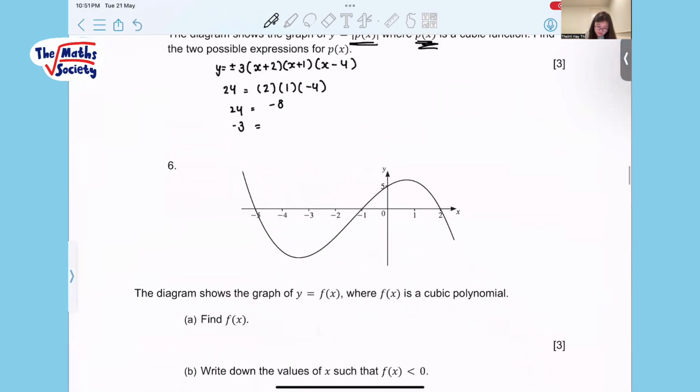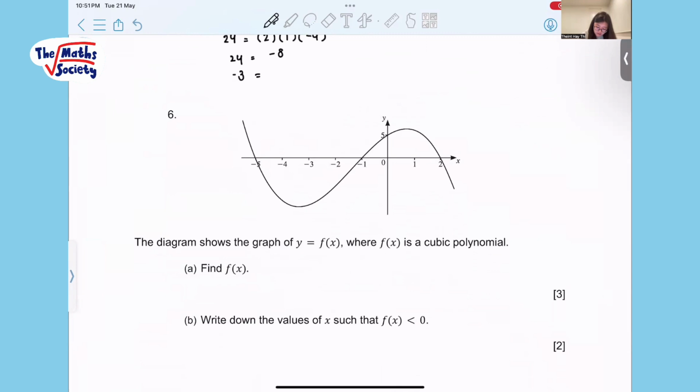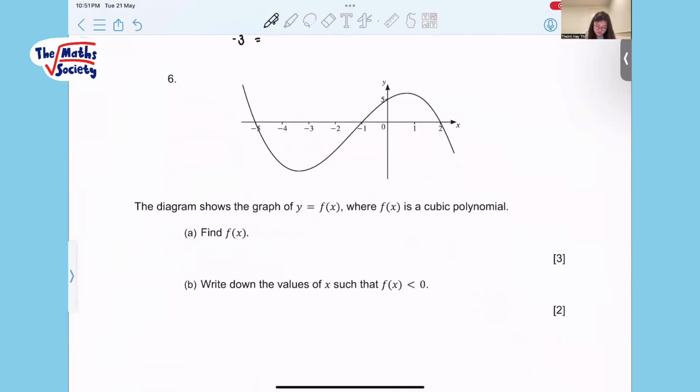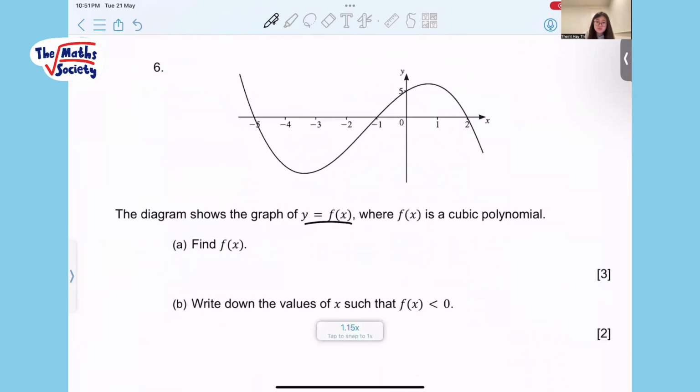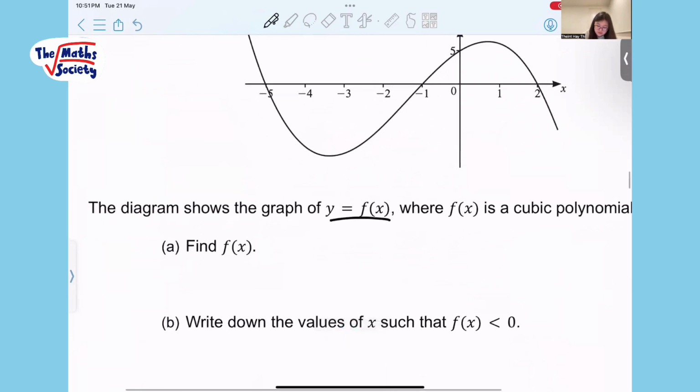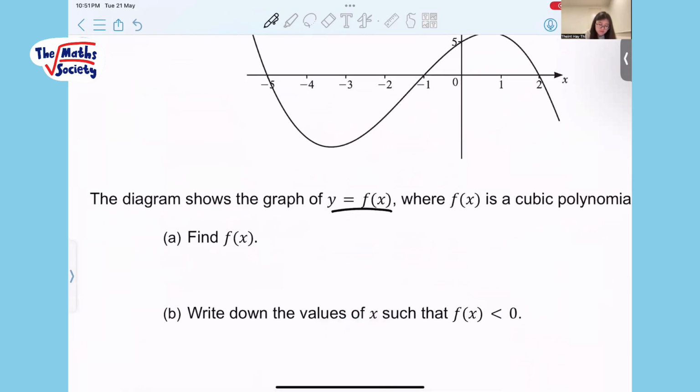And there we have 6, which is showing the graph that y equals f of x, and it's the same thing. So we just try to do the points where it crosses the x-axis first. So we have -5, so it's going to be x plus 5, x plus 1, and then x minus 2.